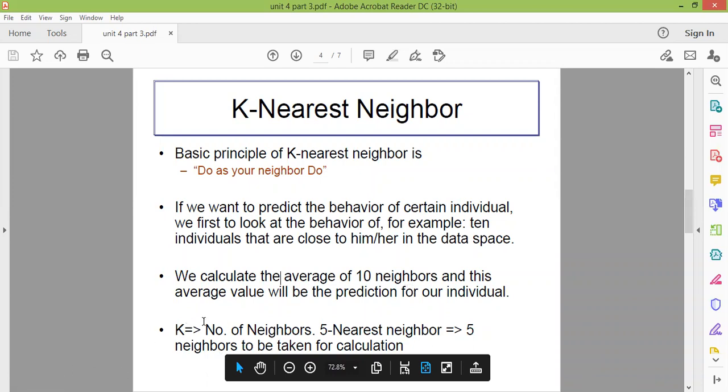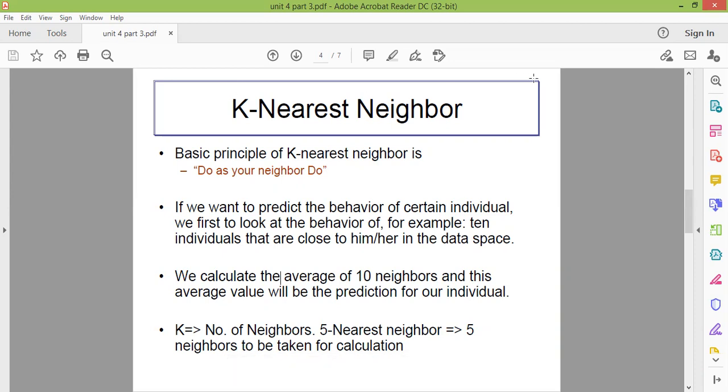Okay, so K means the number of neighbors. Here, the K means the number of neighbors. The 5 nearest neighbor means 5 neighbors are to be taken for the calculation. If we replace K by any value, that is the number of neighbors. If we write 10 nearest neighbors, we are considering 10 neighbors to calculate the behavior of an individual. So K is the number of neighbors you are considering to find out the behavior of a single one. Okay, so this is the K nearest neighbor.